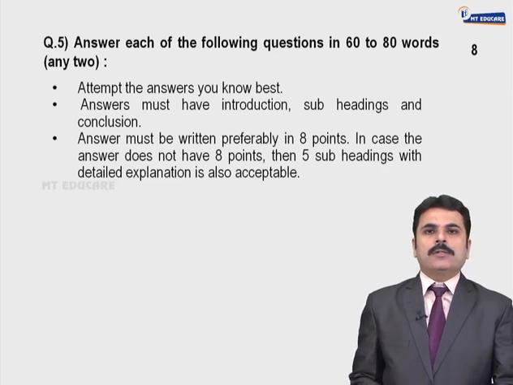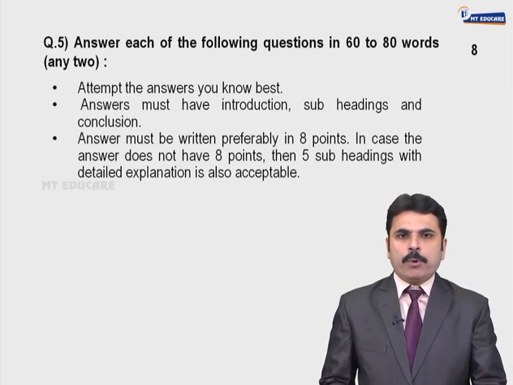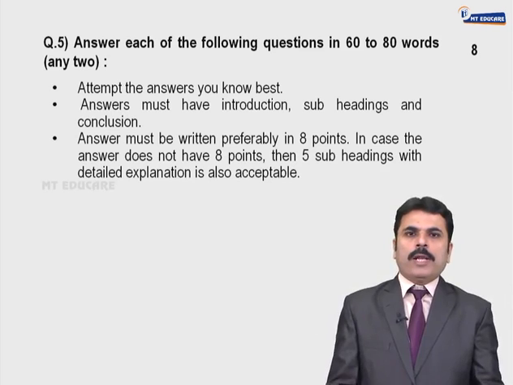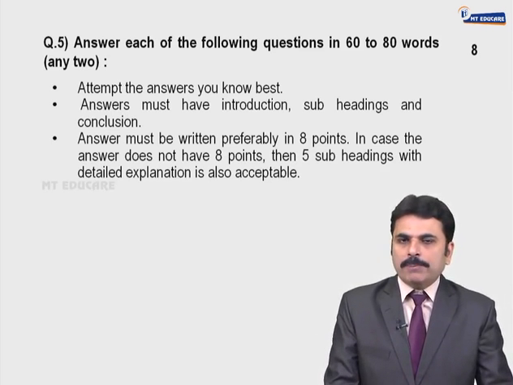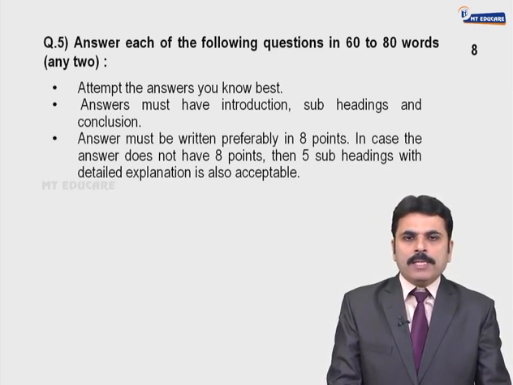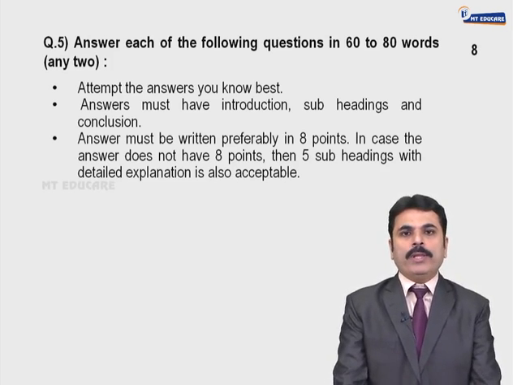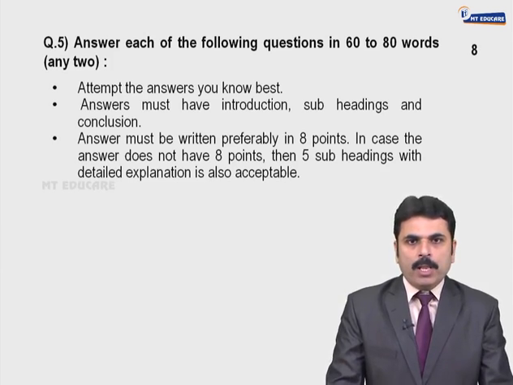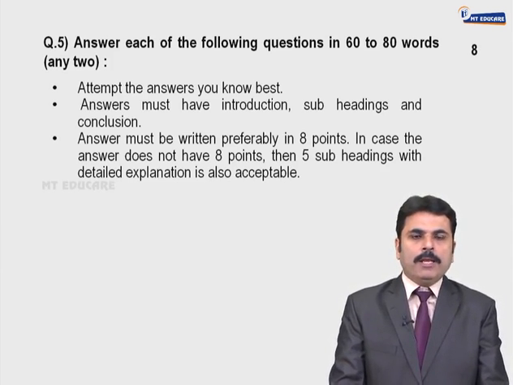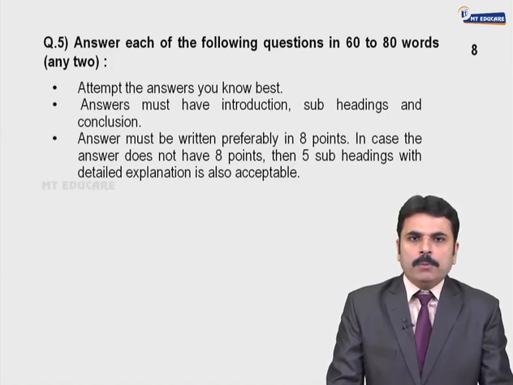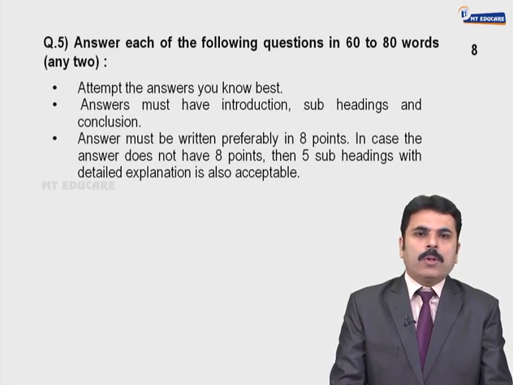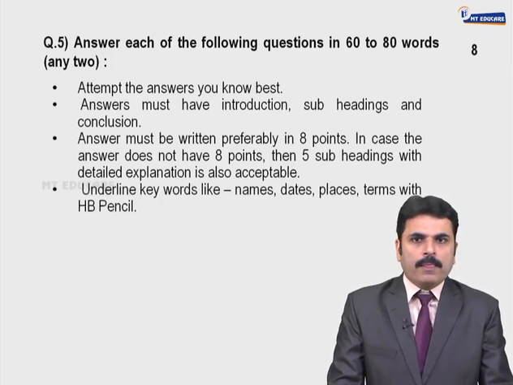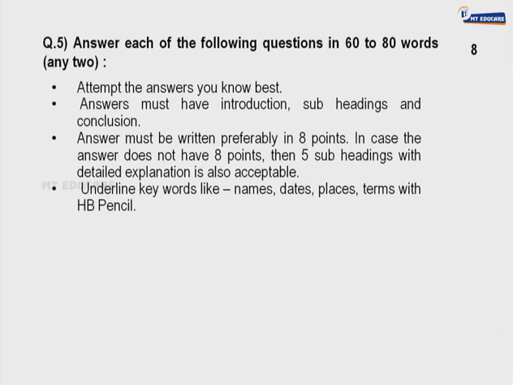In case the answer does not have 8 points, then 5 points are enough, but you ought to write subheadings with detailed explanation. So if subheadings are there, you are supposed to write 5 subheadings with the detailed explanation. In case subheadings are not there in the answer, then the answer must be in 8 points. In simple words, remember, you are supposed to cover all the aspects of an answer. Underline the keywords.